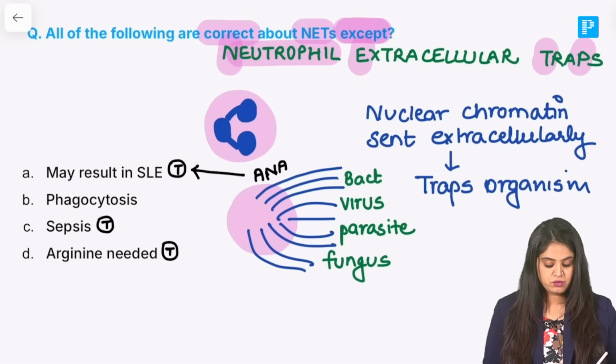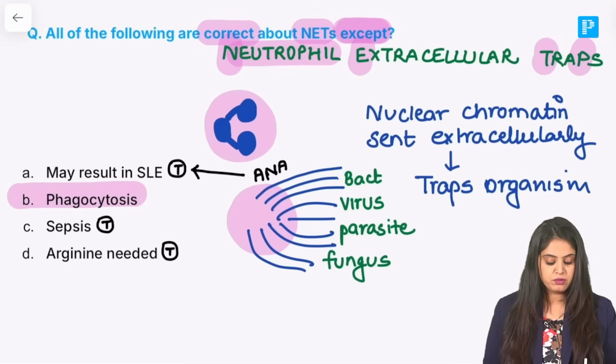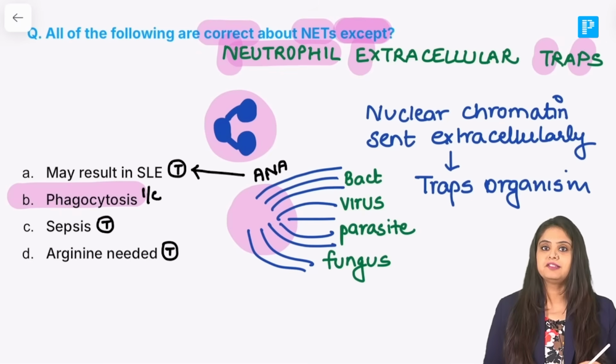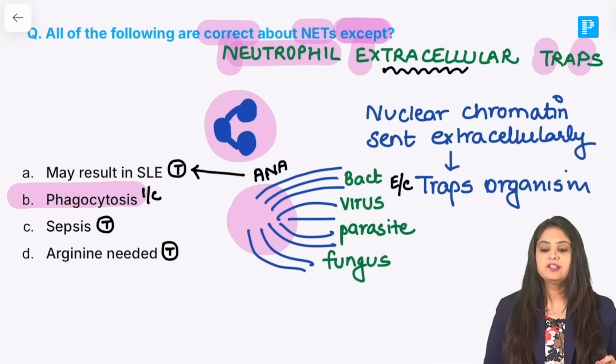So the only situation which is not correct over here is phagocytosis, because we know phagocytosis will always happen inside the cell. So that is also a kind of killing of the bacteria, but that is intracellular killing. On the other hand, neutrophil extracellular traps is going to be killing that will happen outside the cell. So question 1 is done.